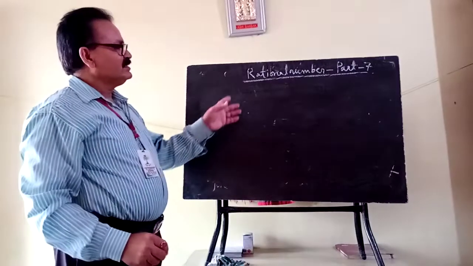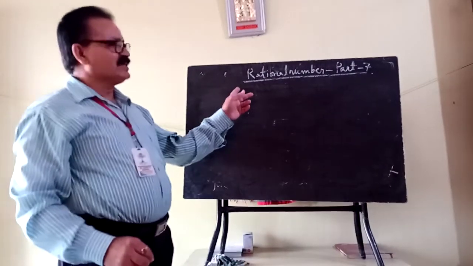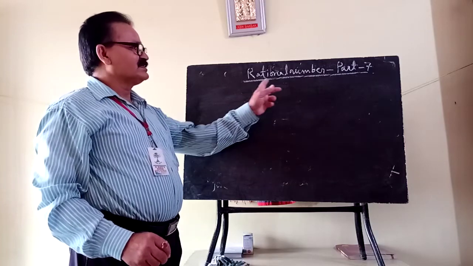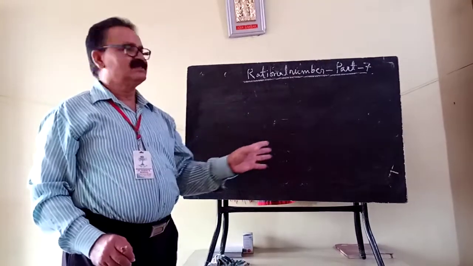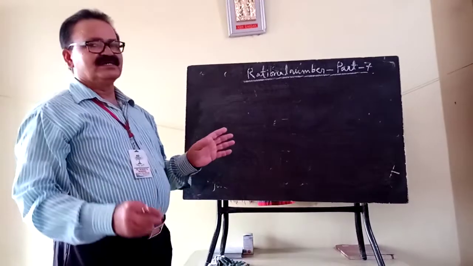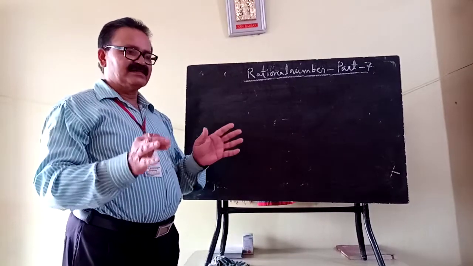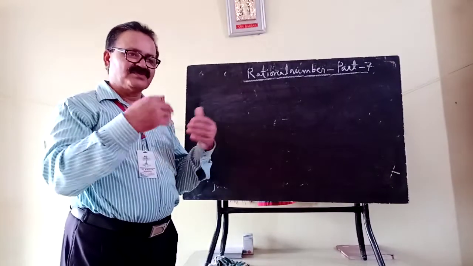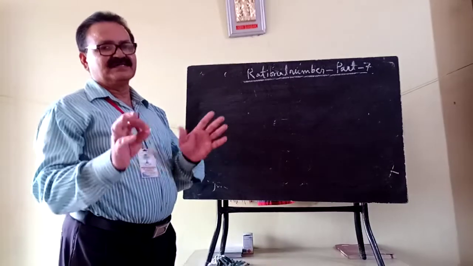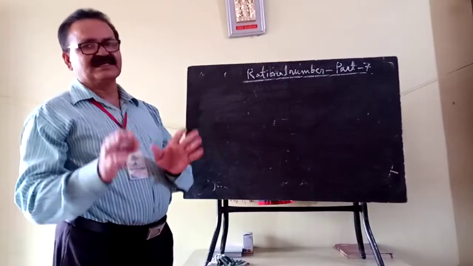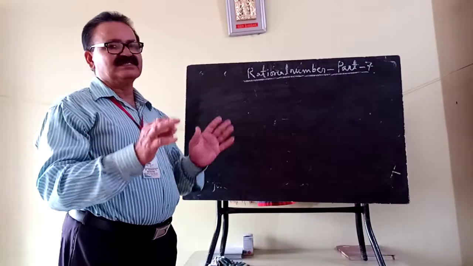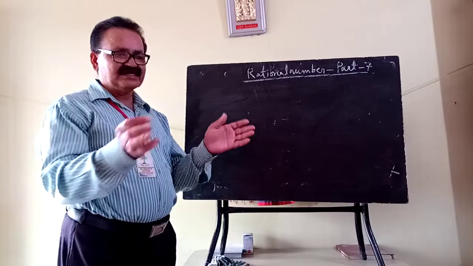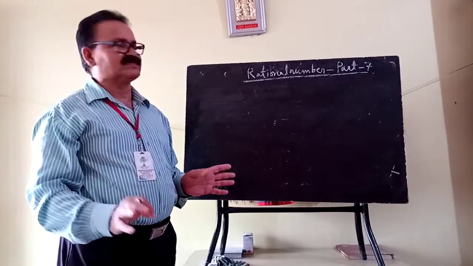Dear student, today again I will explain some more thoughtful questions in this topic, that is rational number part 7. You already remember that if there is an irrational number in the denominator, we first have to convert it by multiplying with the rationalizing factor. If a plus b is in the denominator, then the rationalizing factor will be a minus b, so that their product will be a square minus b square.